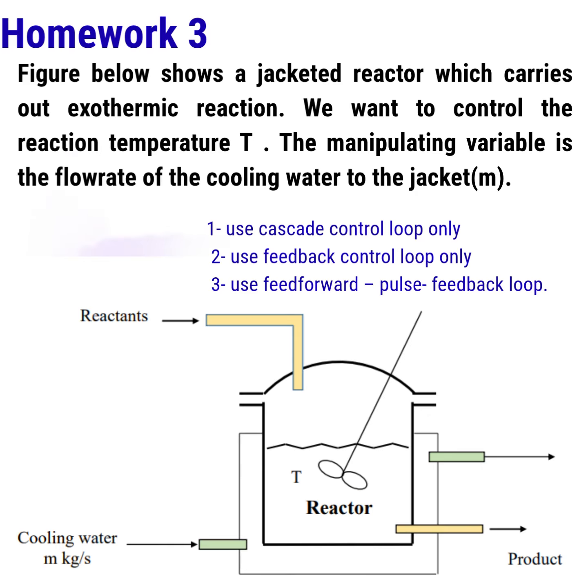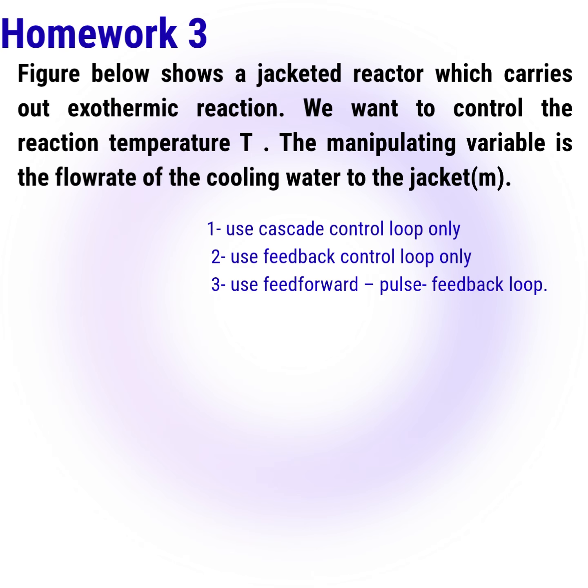Homework 3. The figure below shows a jacketed reactor which carries out an exothermic reaction. We want to control the reaction temperature T. The manipulating variable is the flow rate of the cooling water to the jacket, M.